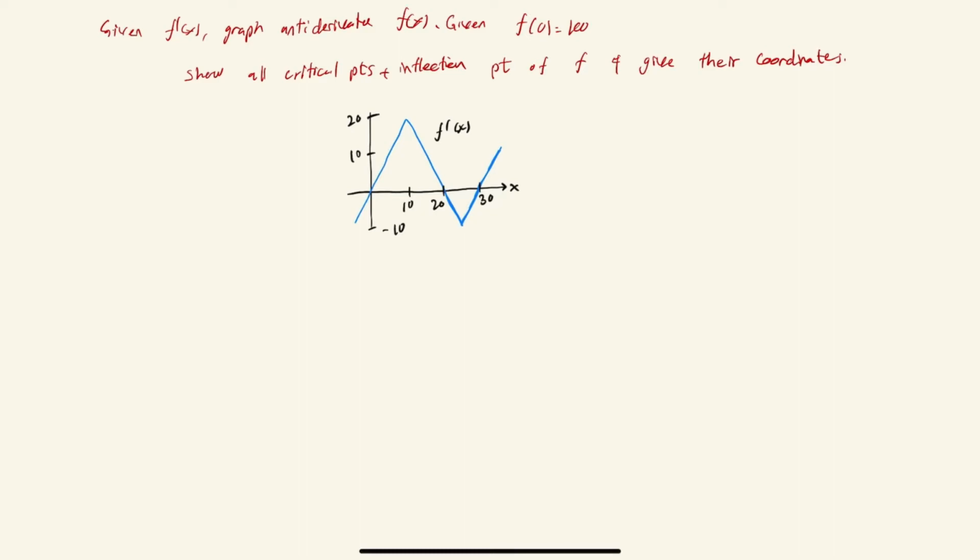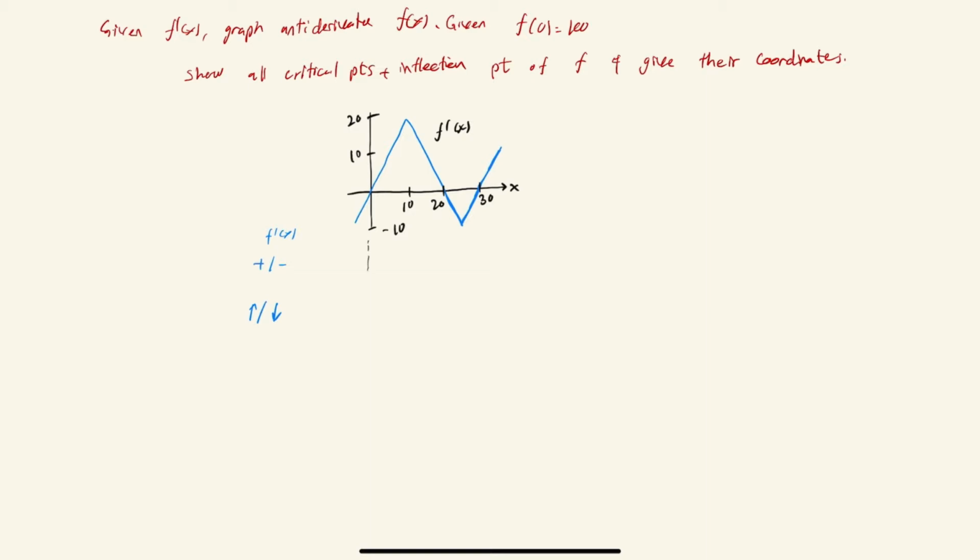Here, given f prime of x, graph the antiderivative of x, given f of 0 is 100. Show all critical points and inflection points of f and give their coordinates. So here, we're given the graph of the derivative, and we want to go backward to graph the antiderivative. We also want to find the values of the function at the critical points and the inflection points.